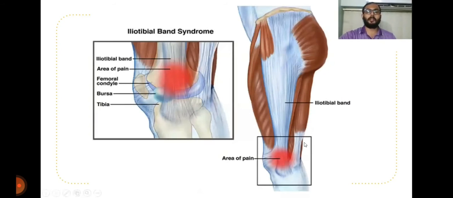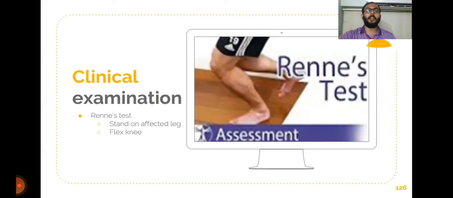This is the most common site of pain, the lateral femoral condyle, 2 centimeters proximal to the lateral joint line. For the clinical examination test, ask the patient to stand on the affected leg and then flex the knee joint. A 30-degree flexion itself causes pain over the lateral femoral condyle. We did a clinical examination in meniscal tear, the Thessaly test. In the Thessaly test, we are doing rotation of the femur on the tibia, which is suggestive of meniscal tear. Here, in the Noble test, we are only doing flexion up to 30 degrees.